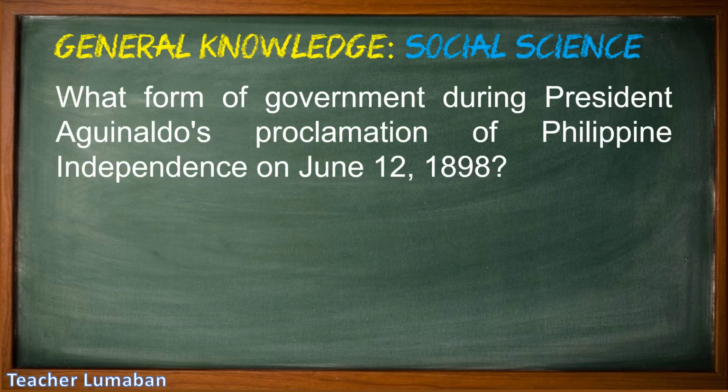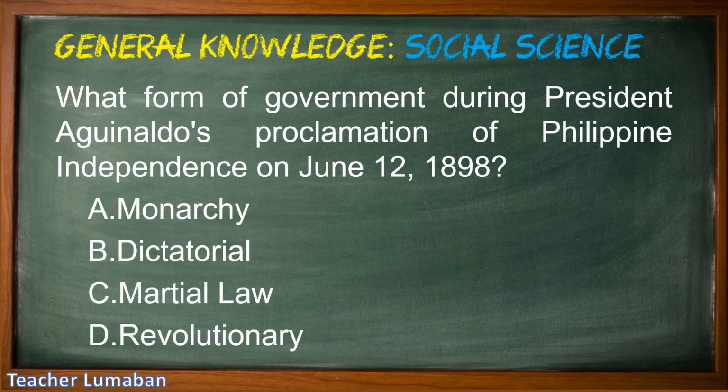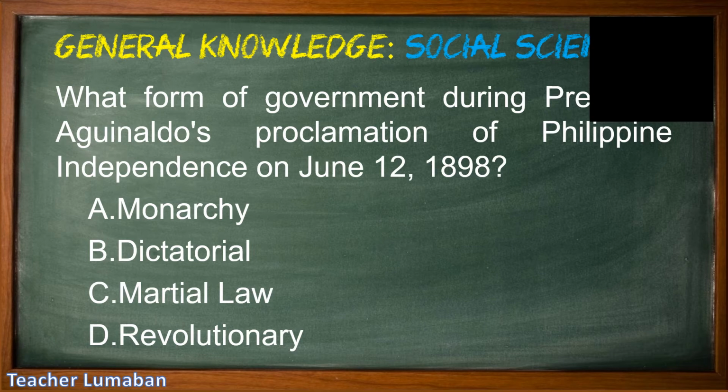What form of government during President Aguinaldo's proclamation of Philippine independence on June 12, 1898? Letter A. Monarchy. Letter B. Dictatorial. Letter C. Martial law. Letter D. Revolutionary. Please choose the suitable answer to the following choices in 5 seconds.